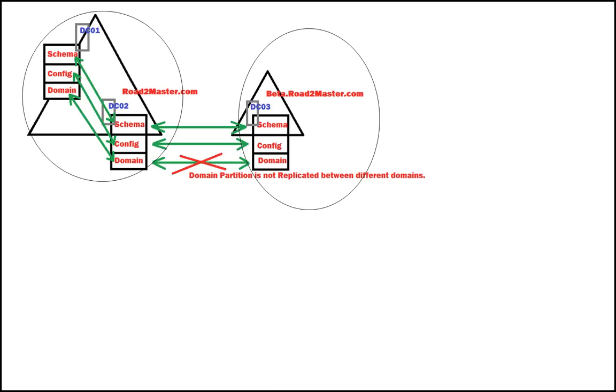So the solution Microsoft gave is actually this: global catalog server. What is a global catalog server? Global catalog server is a server that contains a partial representation of every object in the other domain in the same forest. Okay?